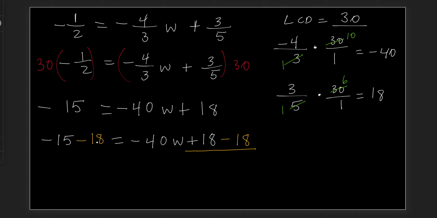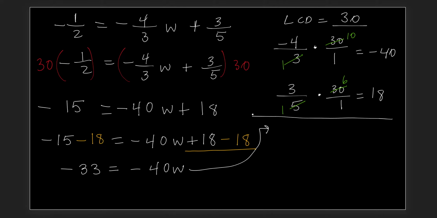So negative 15 minus 18, that's like you spent $15 and you spent 18 more dollars, so you're really in debt $33. And then we just have negative 40W over here. And so I think I'll write this right here, this work. This is like my side work right there. So negative 33 equals negative 40W.